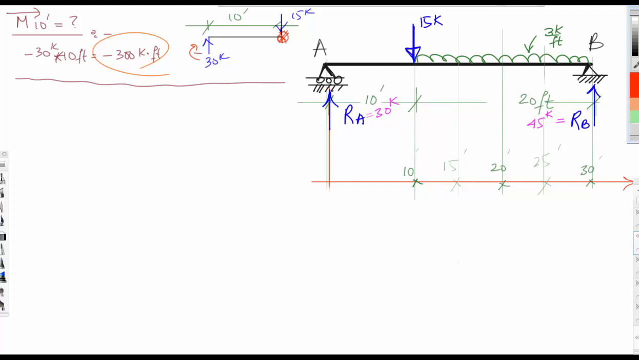Now if we want to go to moment at the distance of 15 feet is equal to how much? Now if we do the sketch, we'll see that this is the 30 and this is the 15 kip, and here's the uniform load. So we're doing this at the following distances.